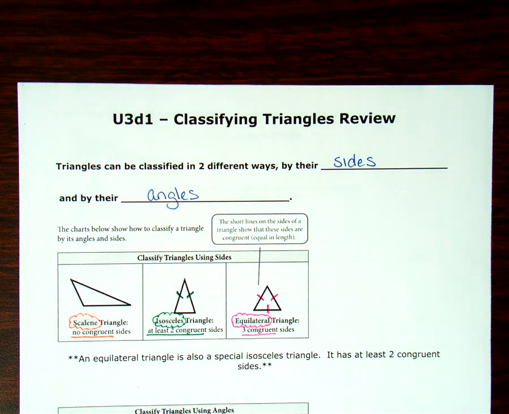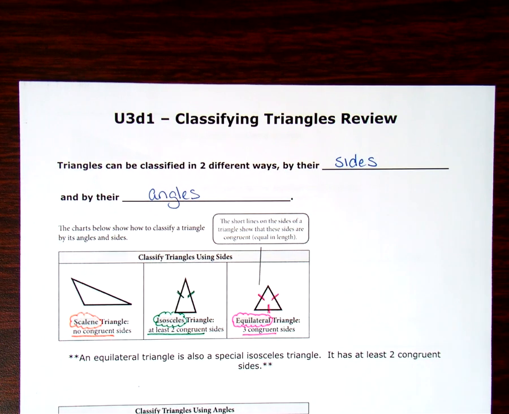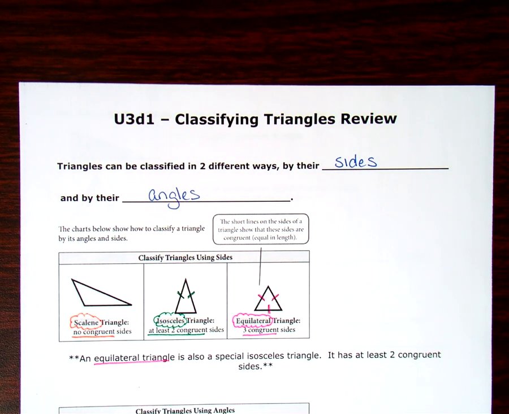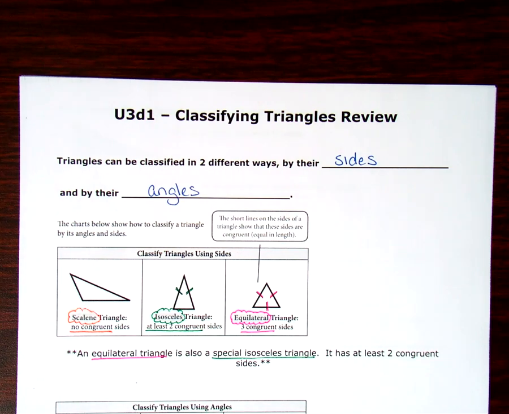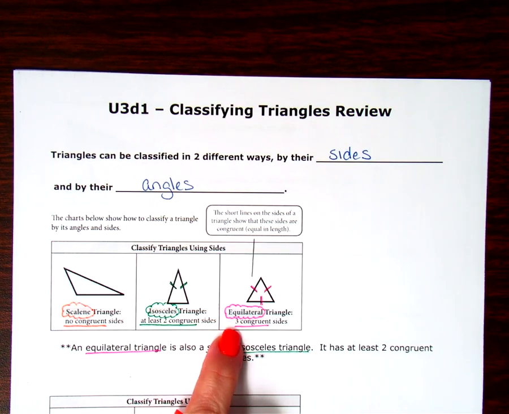Okay? And then this other little note is something that sometimes we forget and we kind of overlook it. An equilateral triangle, so this one here, is a special isosceles triangle. So the equilateral triangle is really just another isosceles triangle because the definition for isosceles says at least two congruent sides. So that means it says at least, it can have more than two. So it can have all three congruent.